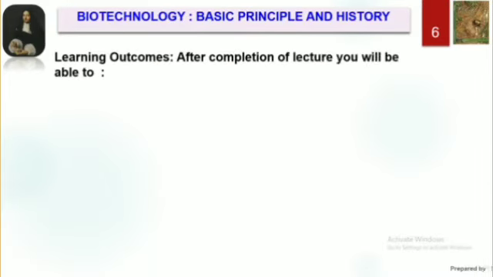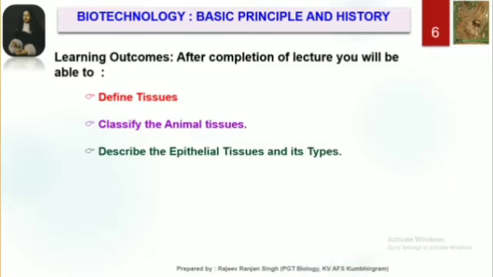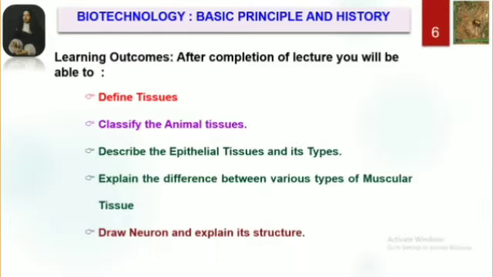At the end of this video lecture, you'll be able to define tissues, classify the animal tissues, describe the epithelial tissue and its types, explain the difference between various types of muscular tissues, draw a neuron and explain its function, as well as talk about various types of connective tissues.